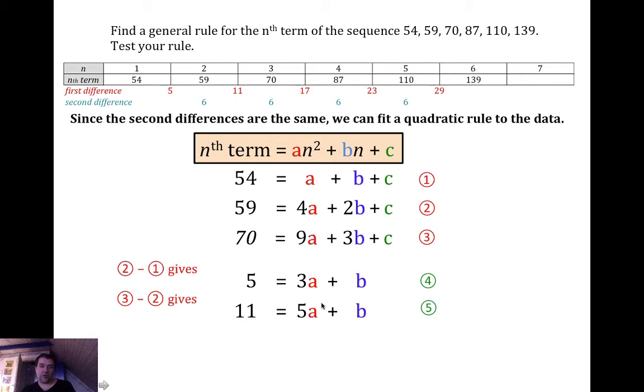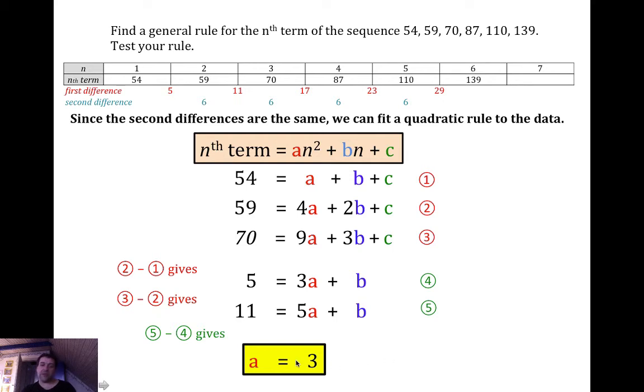Okay, so we've now reduced a system of 3 equations in 3 unknowns to a smaller system of 2 equations in 2 unknowns, and luckily the b's are the same. So if we do equation 5 minus equation 4, the b's should disappear. So let's do that. Equation 5 minus equation 4 gives 11 minus 5 is 6, 5a minus 3a is 2a, so 6 equals 2a, which gives us that a equals 3.